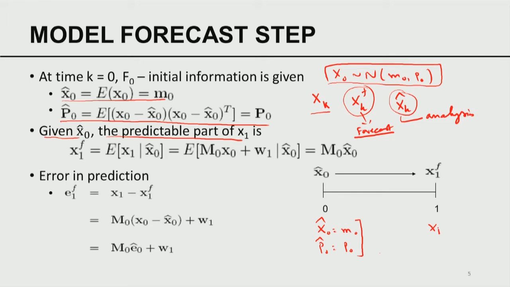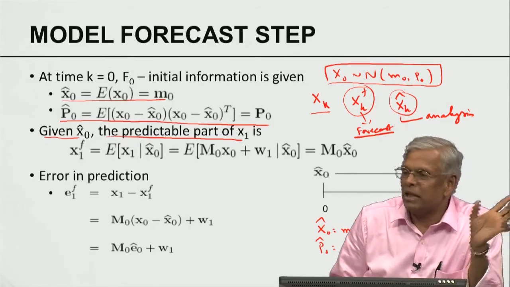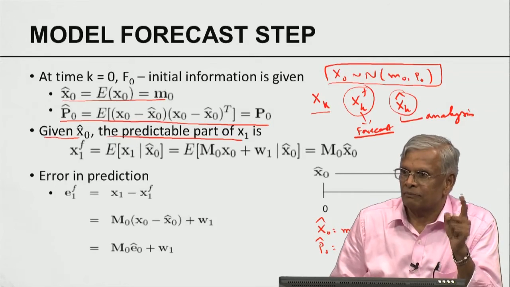Therefore, what is that I am going to define now? Again, I want to bring out one more fact. When we did the mean square error estimate, what is the theorem we have proven? Within the mean square error analysis, the best estimate is the conditional mean. We have already shown that.